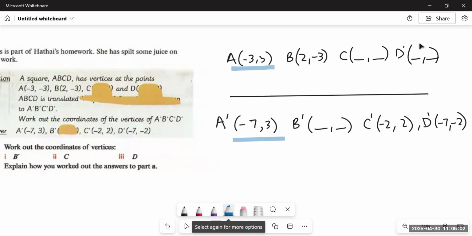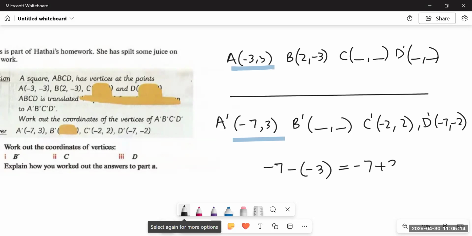We'll find a difference from here. So if we find a difference from minus 3 to minus 7, what is happening over here? We simply subtract: minus 7 minus 3, which is minus 7 plus 3, equal to minus 4. Minus 4 means we are doing minus 4 over here. Okay, this is the translation. Minus 4 means going 4 squares to the left. This translation is for the x-axis.